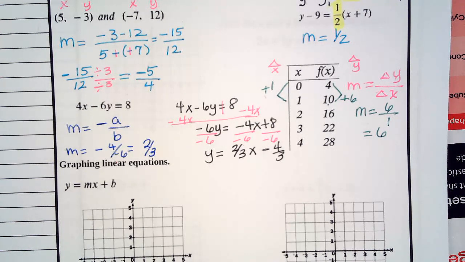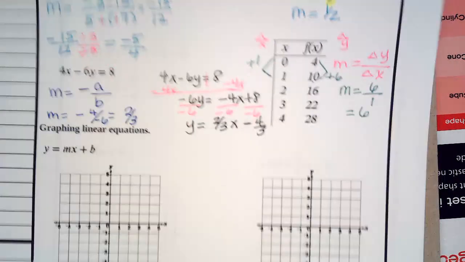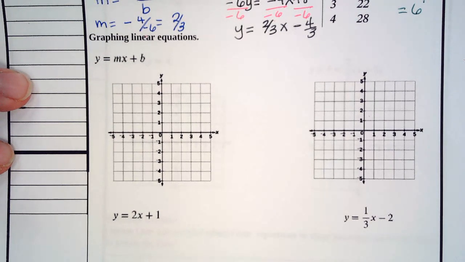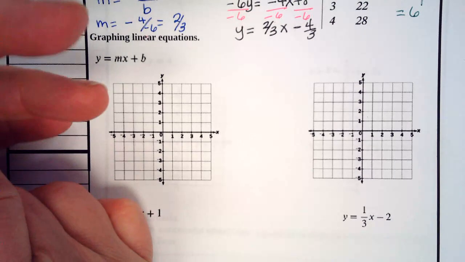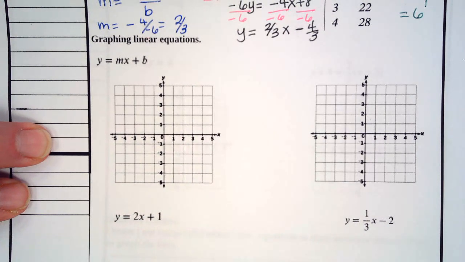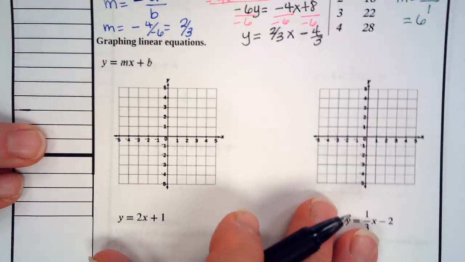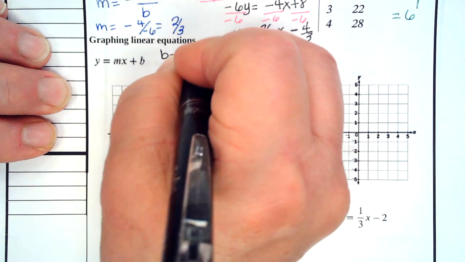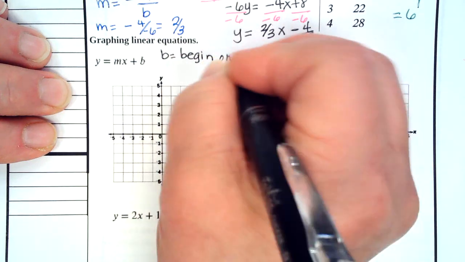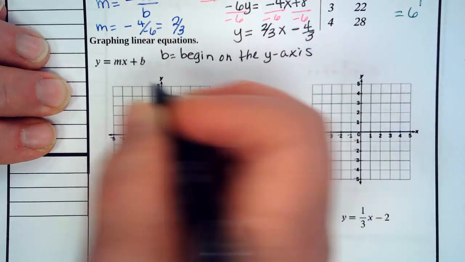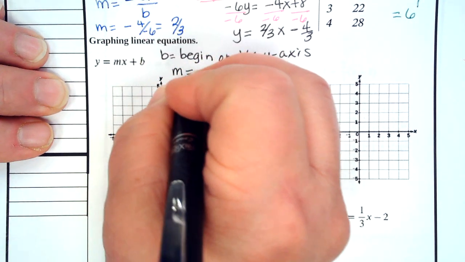So if you're still struggling with these ideas, this should be a review. Back the video up and listen again. Now we're going into the graphing part. We're looking at y equals mx plus b form. So there's two things you need to know. Your b tells you where to begin. And that is on the y-axis. The m tells you how to move.